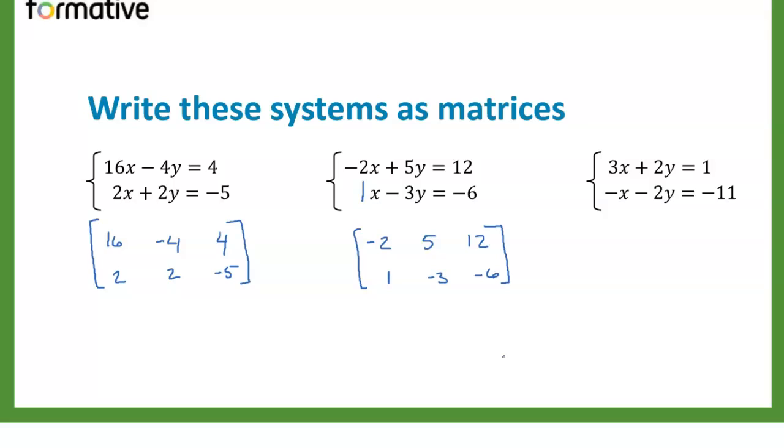All right, try the last one. Can you get it? Number, number, number. So 3, 2, 1. Again, there's an invisible 1 right here. So this is negative 1, negative 2, and negative 11. We need to make sure we bring those negatives along with us. So writing matrices from systems is just pulling the coefficients and the numbers out.